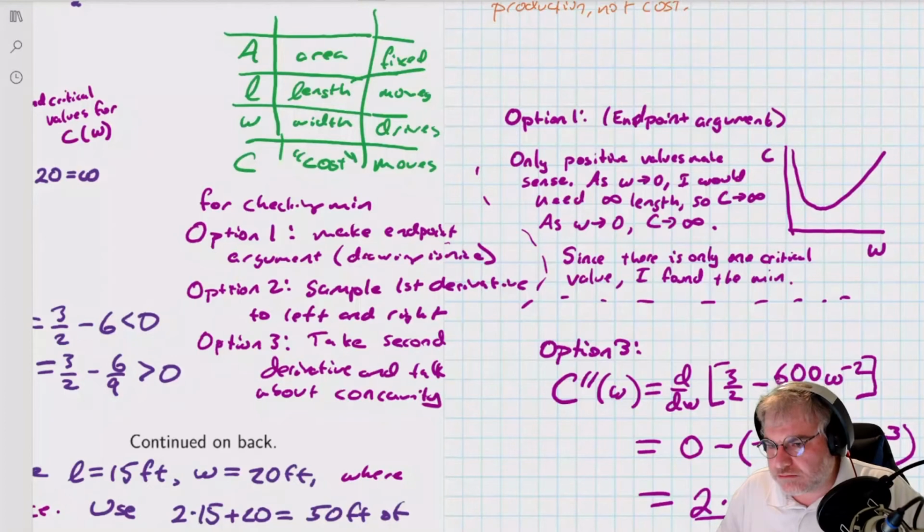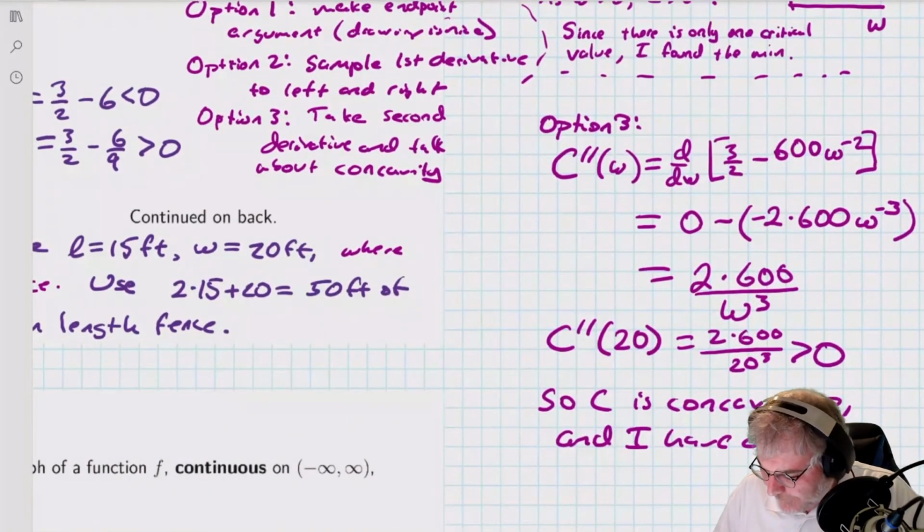So what I do is I take the second derivative, which means I take the first derivative of the derivative. I take the derivative of the derivative. I wind up with a 0. Now, because I have a negative 2 up here, I'm going to wind up with negative 2 times 600 times w to the negative 3. So the negatives cancel. I wind up with 2 times 600 over w cubed.